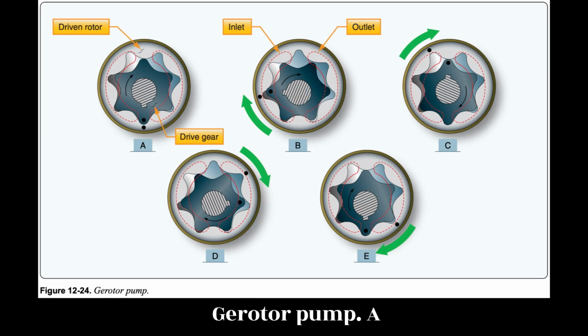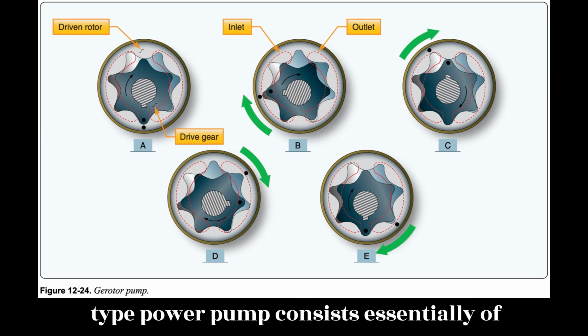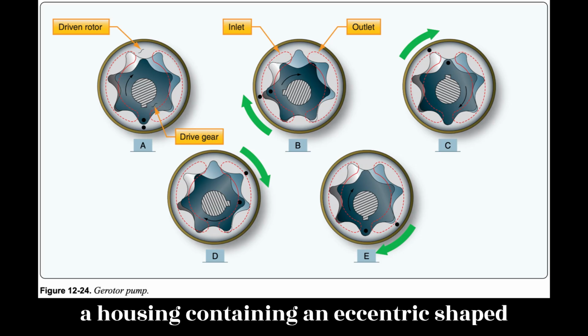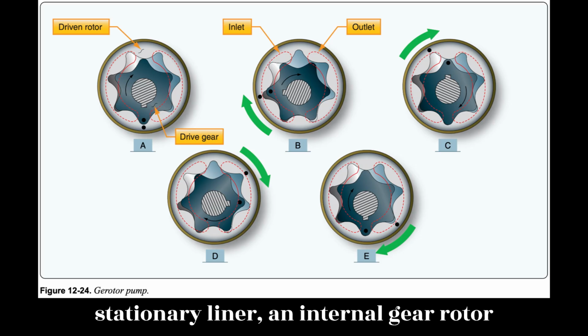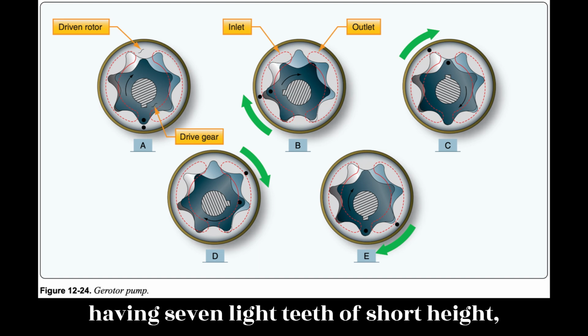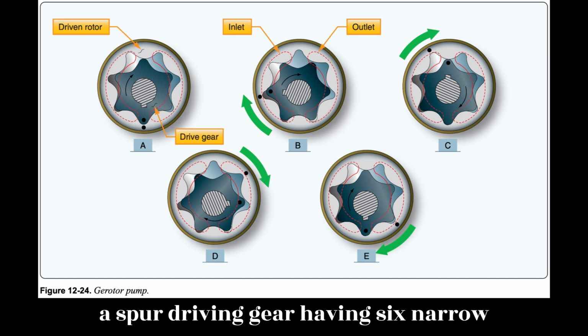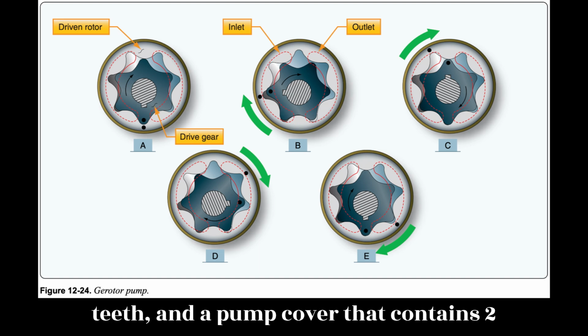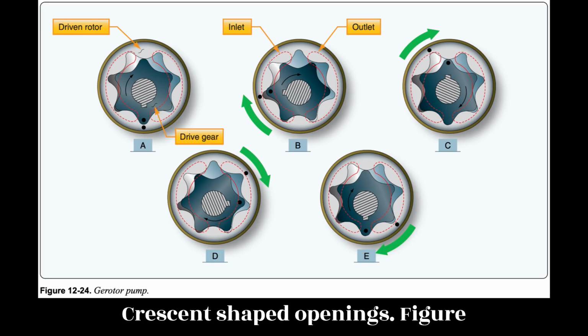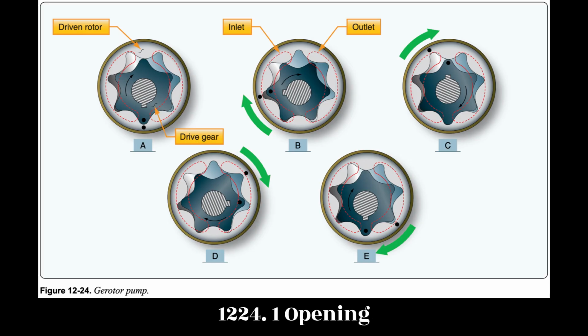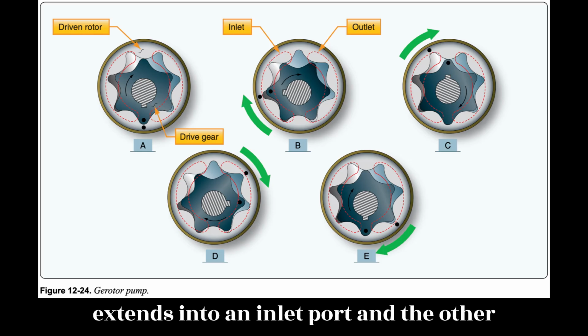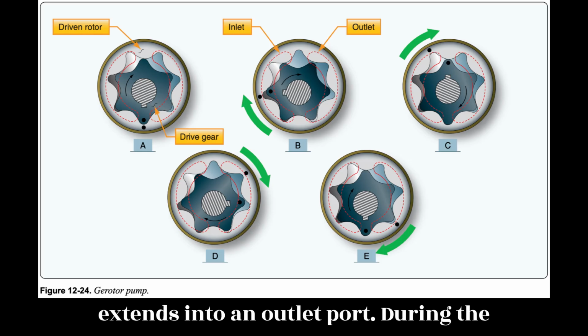Gerotor pump. A gerotor-type power pump consists essentially of a housing containing an eccentric-shaped stationary liner, an internal gear rotor having 7 wide teeth of short height, a spur driving gear having 6 narrow teeth, and a pump cover that contains 2 crescent-shaped openings. Figure 12-24. One opening extends into an inlet port and the other extends into an outlet port.